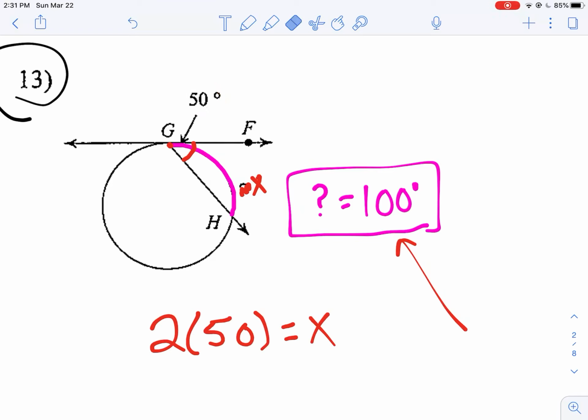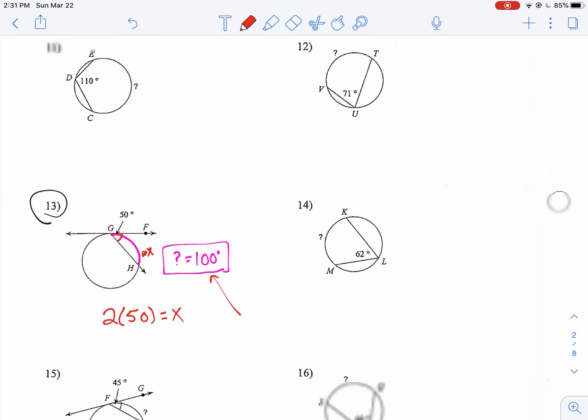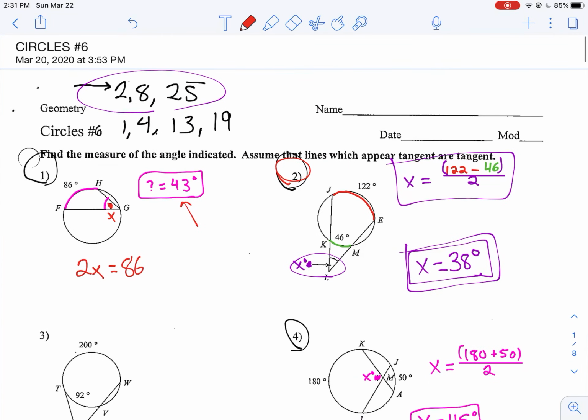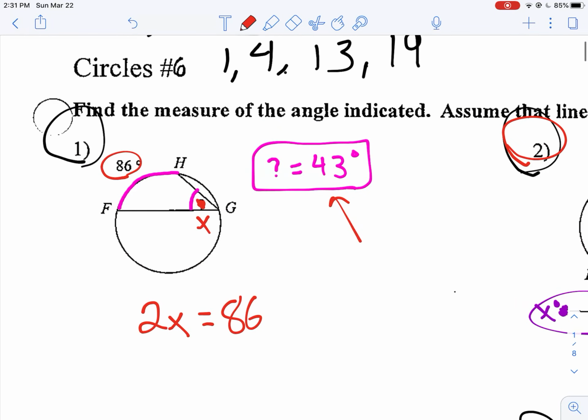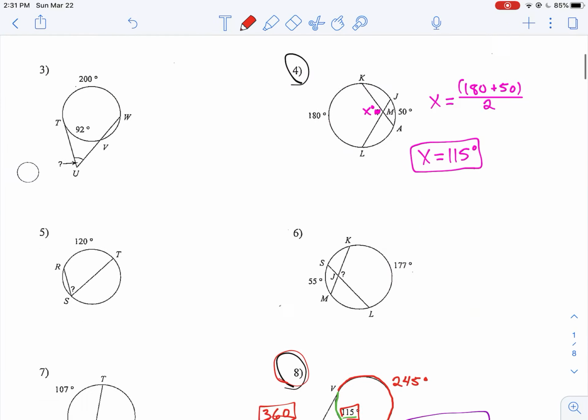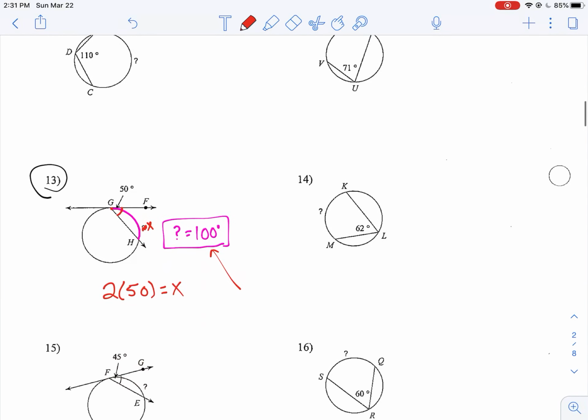So sometimes you multiply the number you're given by 2, other times you divide. It depends on which bit of information they give you. This case, they gave me the angle. On the case before that, number 1, okay, they gave me the arc. So that's why I multiplied that time instead of divided.